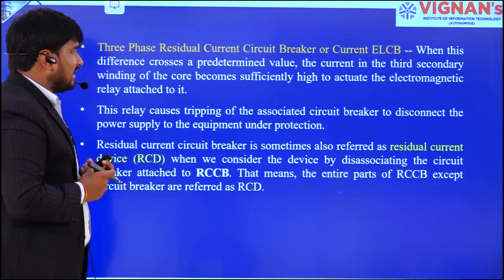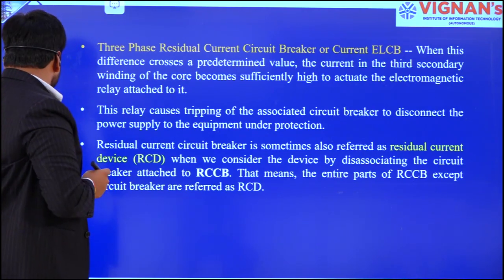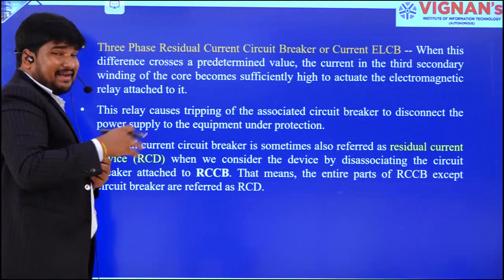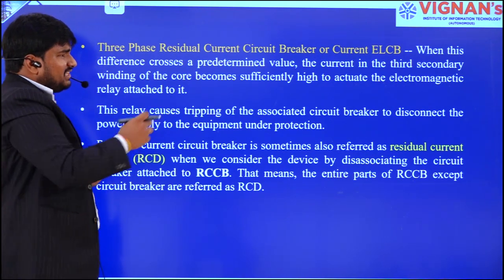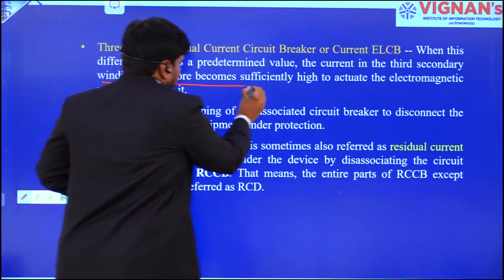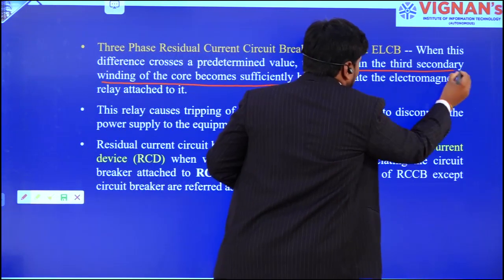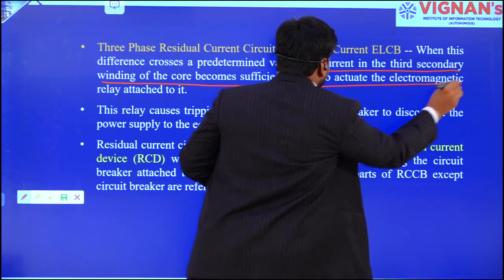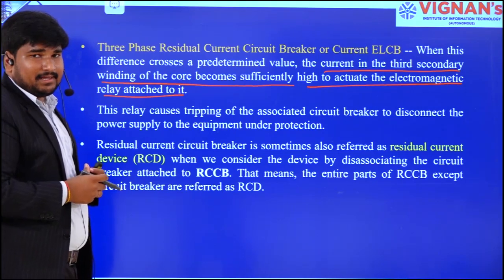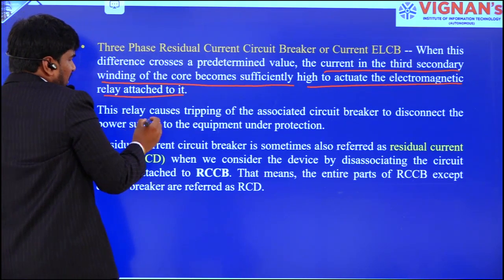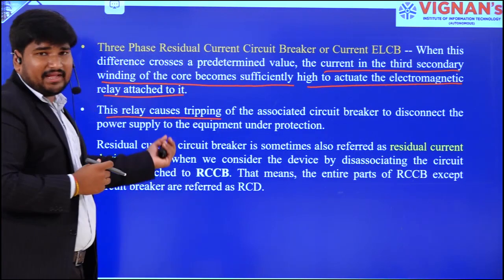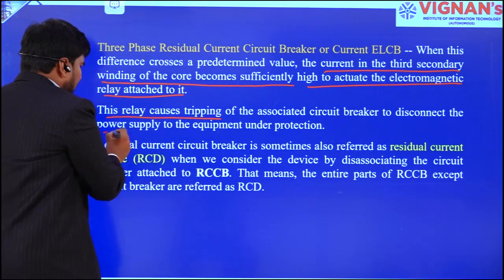So that is what I have mentioned here: when the difference crosses a predetermined value, the current in the third secondary winding of the core becomes sufficiently high to actuate the electromagnetic relay. Now this relay will cause tripping of the associated circuit breaker to disconnect the power supply from the equipment.